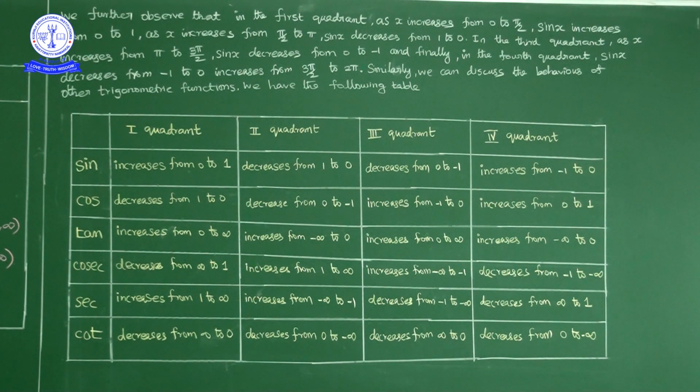Okay, but next cosecant. Cosecant is reciprocal of sine. So whenever sine is positive, cosecant is also positive. Whenever sine is negative, cosecant is also negative. Okay, next.